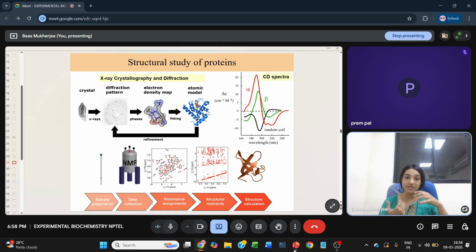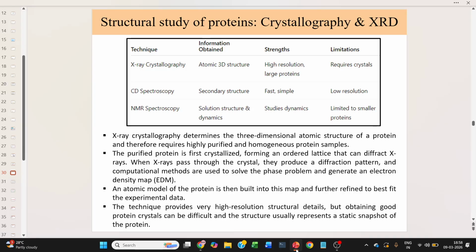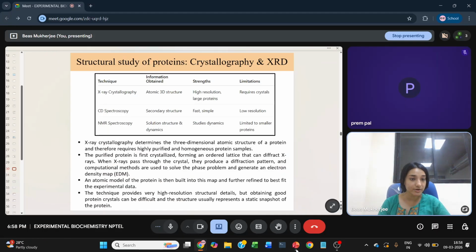Reference structure is often used, and then finally that model is refined again and again, and the final crystal structure is obtained. Okay, for CD spectroscopy, we will read about this, right? You can see that X-ray crystallography gives information about the atomic 3D structure, and it is very useful for very large, huge proteins. The limitation is that not all proteins form crystals, plus solving the structure is also very intensive work.